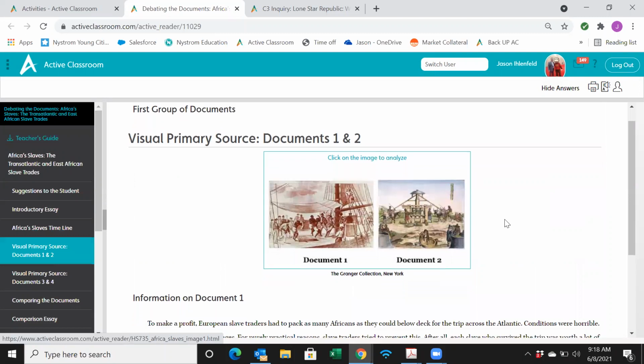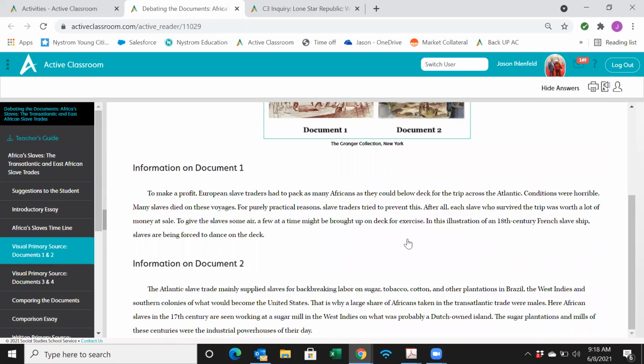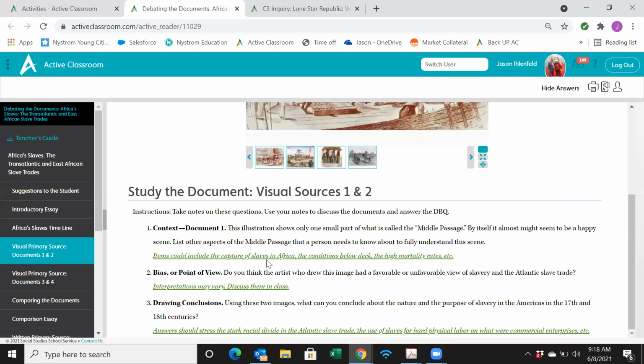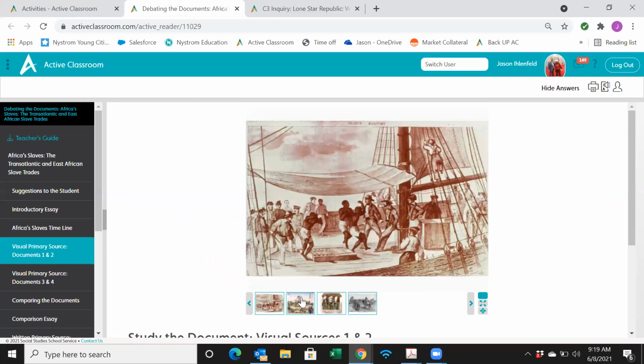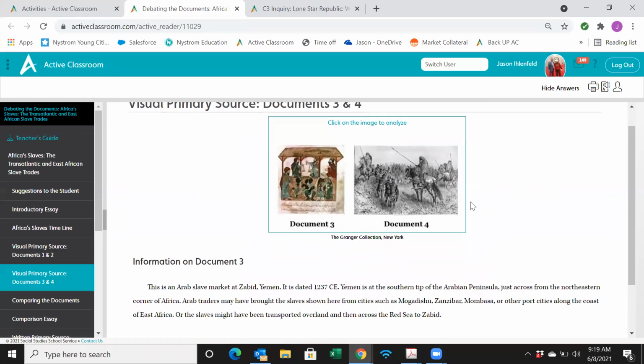Now, this is important to understand that you're analyzing these as sets. So documents 1 and 2 are paired together, and when the kids click on it, there are some questions down below dealing with context, bias and point of view, and drawing conclusions. So that higher level thinking types of questions is scaffolded right there. So we're looking at these 2 images here together. Then we're going to look at documents 3 and 4 together.